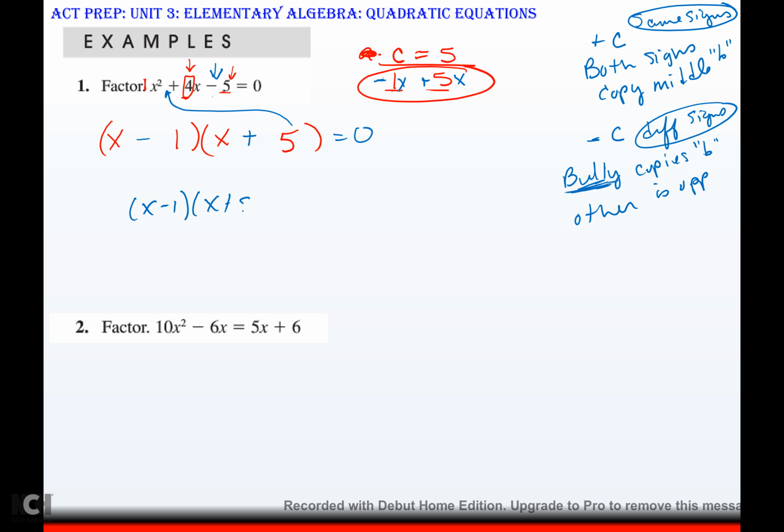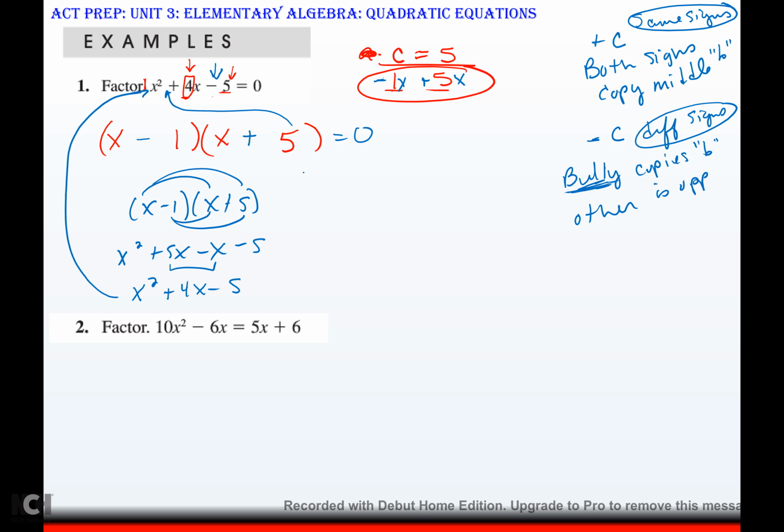And you can check it if you're not sure if you're right. Multiply them back together. x times x is x squared. x times 5 is 5x. Negative 1 times x is negative x. Negative 1 times 5 is negative 5. Combine like terms and I get x squared plus 4x minus 5, which is what I started with. So my factors are correct.